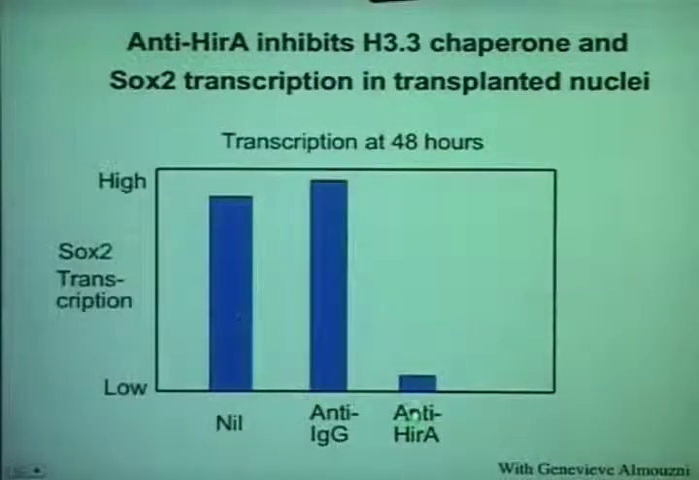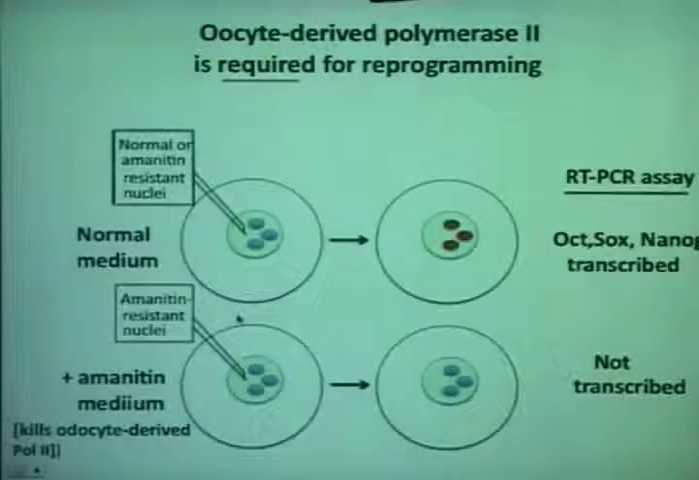The anti-chaperone, HIRA, so chaperone, anti-chaperone, preventing it functioning will eliminate the effect, and so we argue that it's a necessary step. Now, another interesting characteristic of the oocyte is that it is the oocyte that provides the polymerase II. You might have imagined that the incoming somatic nuclei, which have their own polymerase, would use that. In fact, that's not sufficient.